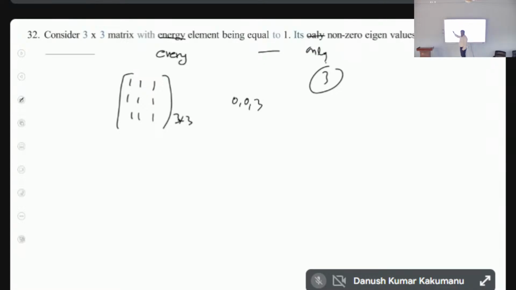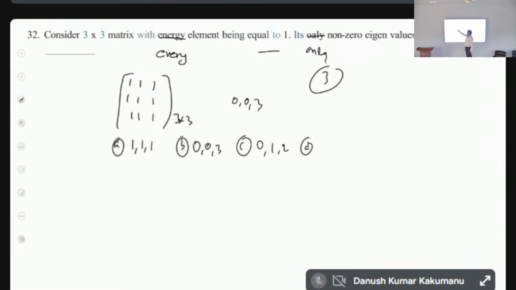We also discussed this question in the morning session. The options are given like 1, 1, 1. Another option is 0, 0, 3. Some options are like 0, 1, 2. Like that, different options are given.